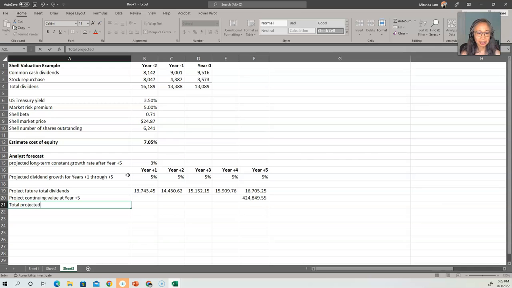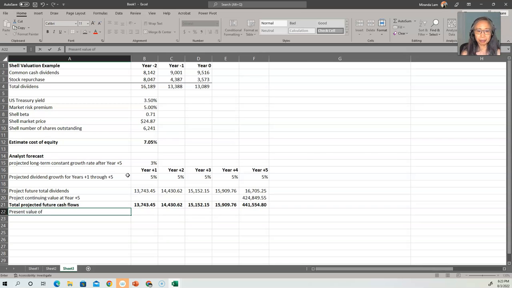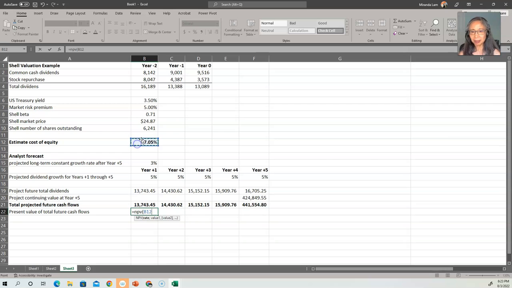So our total projected future cash flow is the sum of the two. It is the dividends for year one through year five, and in the last year, year five, it is the year five dividend plus the continuing value. Once we have the projected future cash flow, we can compute the present value of all the future cash flows. We've done this several times already, so this should be easy. We're going to once again use the NPV function. The discount rate this time is the cost of equity.